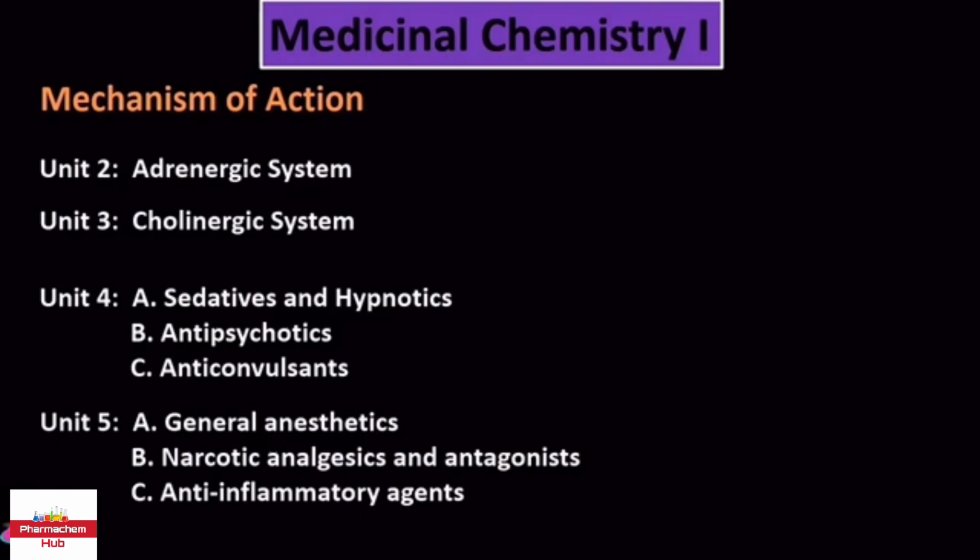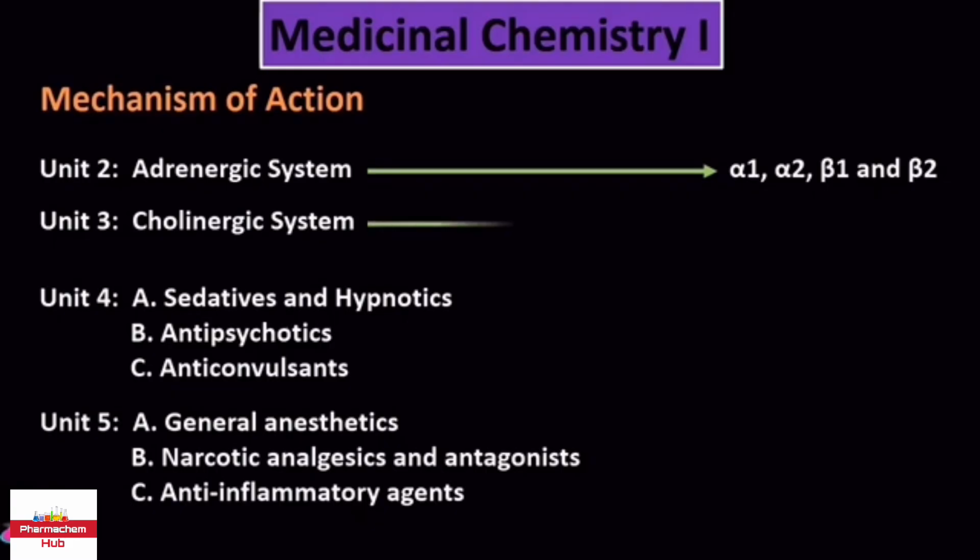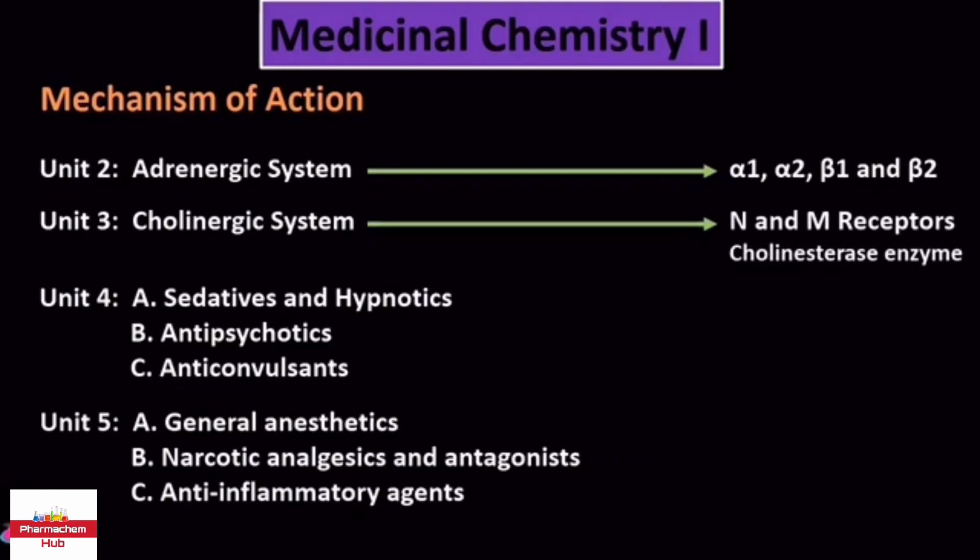Let's see what are the different targets involved in all the units. In unit 2, we have to learn drugs acting on the adrenergic system, and the receptors involved are adrenergic receptors like alpha 1, alpha 2, beta 1 and beta 2 receptors. So here you have to learn about these receptors and then you can write the mechanism of action of adrenergic agonists and antagonists. Then in unit 3, you have to learn the drugs acting on the cholinergic system. So here you have to learn about the receptors like nicotinic receptors and muscarinic receptors. And the indirectly acting cholinergic drugs act on the cholinesterase enzyme, where these drugs inhibit the cholinesterase enzyme responsible for the metabolism of acetylcholine.